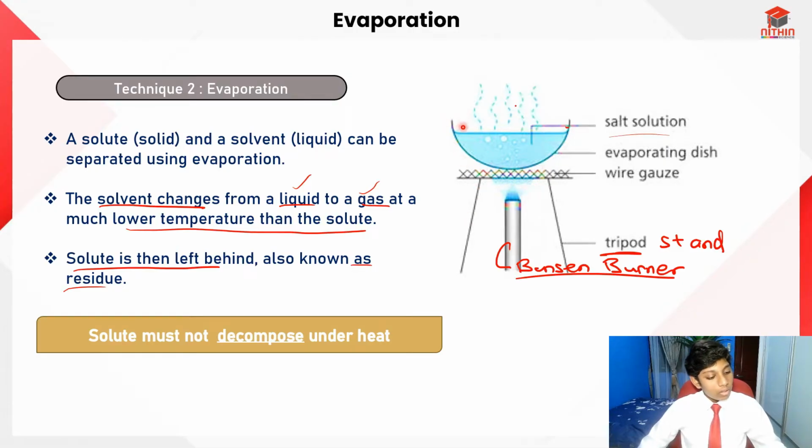Okay, so actually it will be really hot when you take it out, so you have to turn off the Bunsen burner, and you have to let it cool down for a while, because if you immediately go touch the evaporating dish, you might burn your hand. So please do take note of that. So this is basically the evaporation setup. I hope you understood that. Now let's move on.